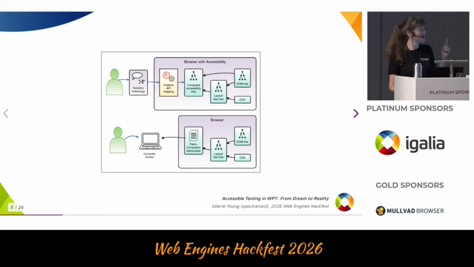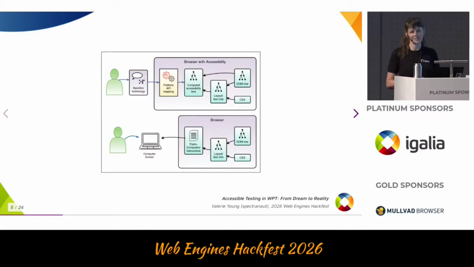And so the other browser process has a few more layers. These are the untested layers that this talk is about. It starts with the same content, DOM and CSS, creates the layout box tree, and then from there we create something that the browsers call the computed accessibility tree, which gets information from the layout tree and also some information from the DOM. And the computed accessibility tree backs the platform accessibility APIs.